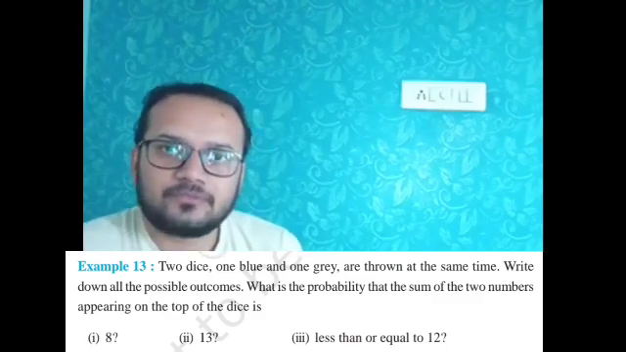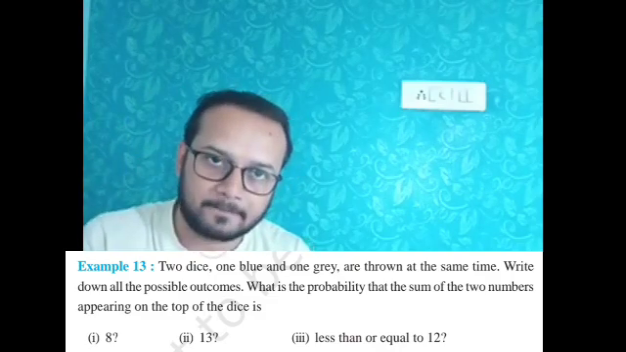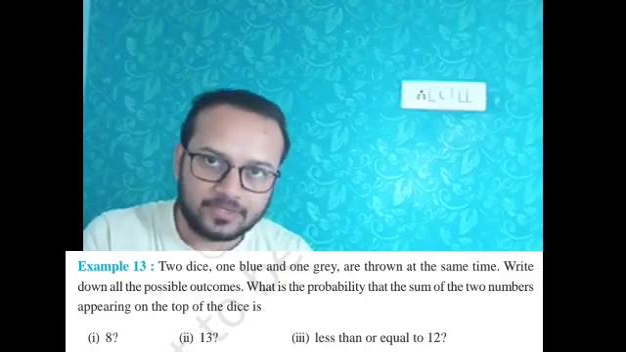Now in this question, first of all, we have to understand that two dice are rolled simultaneously or together, and on the top of the dice we are getting numbers. We have to get first of all the possible outcomes. Let us think of it. We are rolling both the dice together.